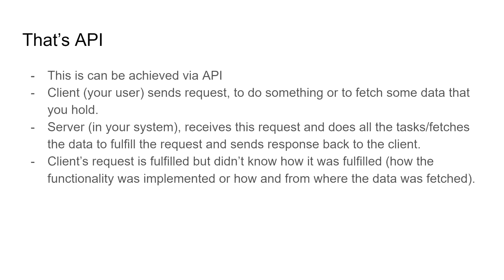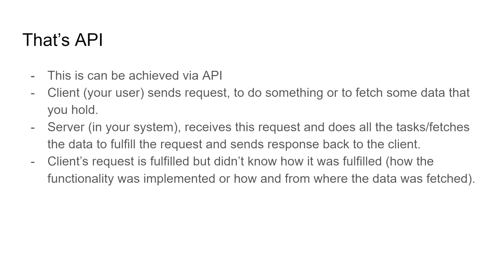So what has happened here is the client's request got fulfilled. In the case of a train reservation, they got their tickets booked, they know the details about the trains. In the case of a payment system, they were able to make a payment, they were able to get the transaction details. So the client's request got fulfilled, but they don't know how that request was actually fulfilled. So the implementation logic is hidden behind the API, right?